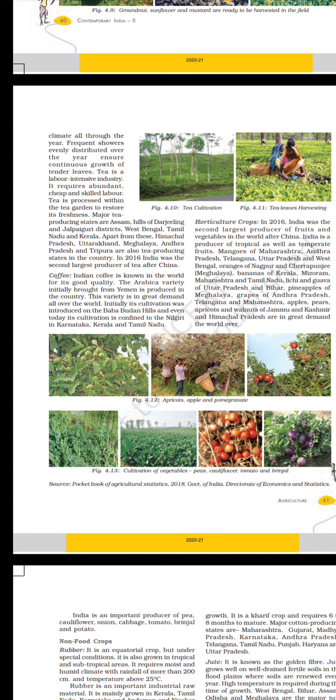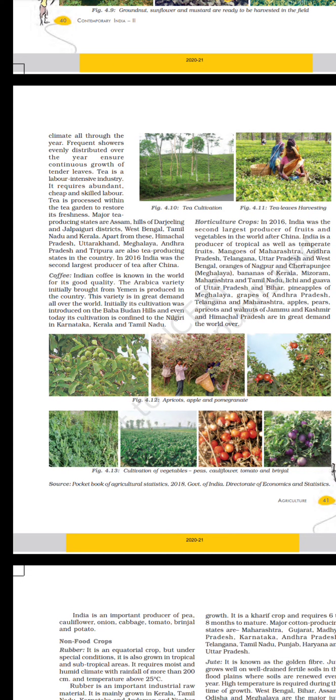Major tea producing states are Assam, hills of Darjeeling and Jalpaiguri districts of West Bengal, Tamil Nadu, and Kerala. Apart from these, Himachal Pradesh, Uttarakhand, Meghalaya, Andhra Pradesh, and Tripura are also tea producing states in the country. In 2015, India was the second largest producer of tea after China. Coffee. Indian coffee is known in the world for its good quality.